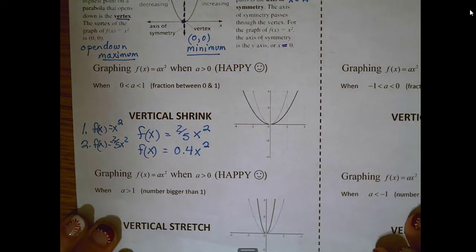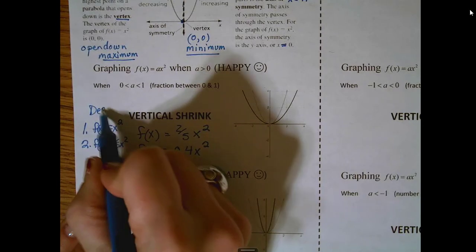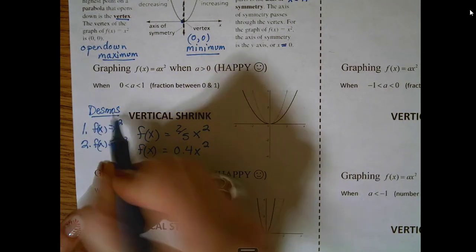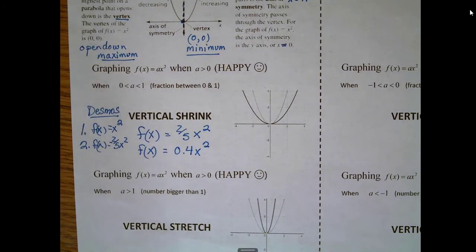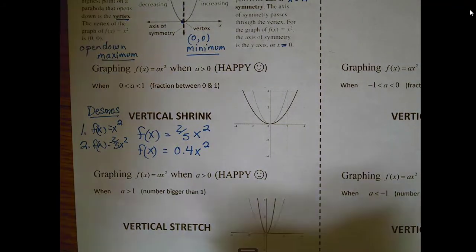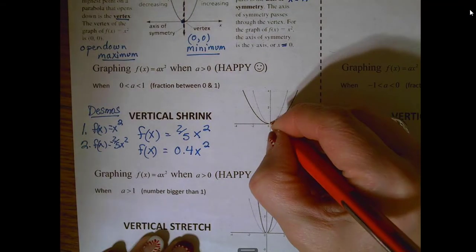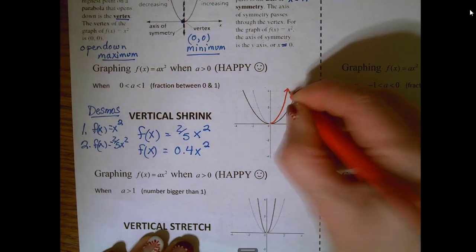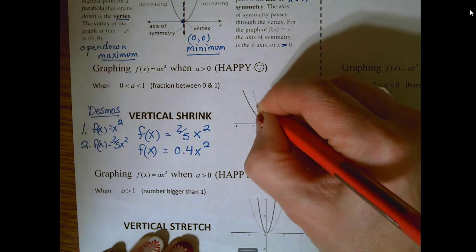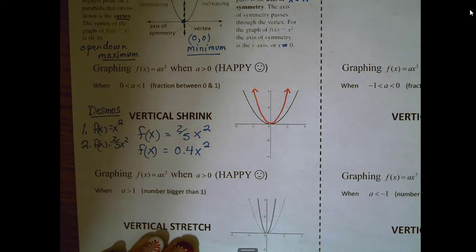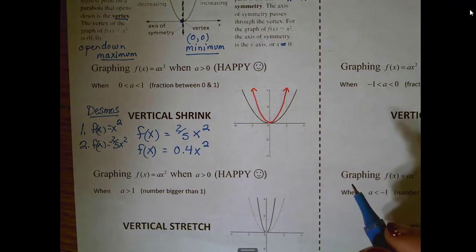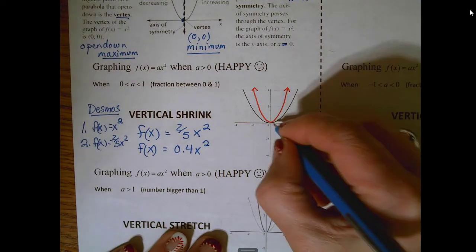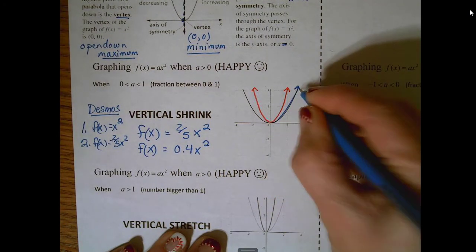Okay, so just so you know, this was on Desmos. And eventually you'll be using that quite a bit here too. So the first thing I want you to do is let's color the parent function. We're going to make that red. I'm going to use that each time on the video. All right, and now my f of x equals 2/5 x squared, that is going to be the outside parabola.